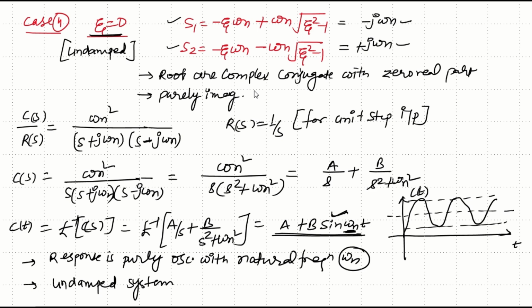So I hope you understood all these 4 cases of the second order system. Depending upon the value of damping ratio, the system can be categorized in 4 categories: overdamped, underdamped, critically damped and undamped systems. I hope you understood this. Thank you.